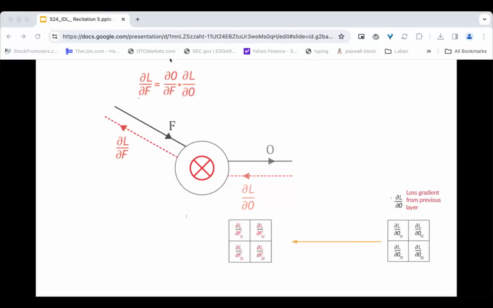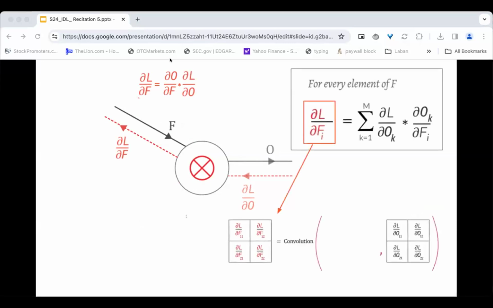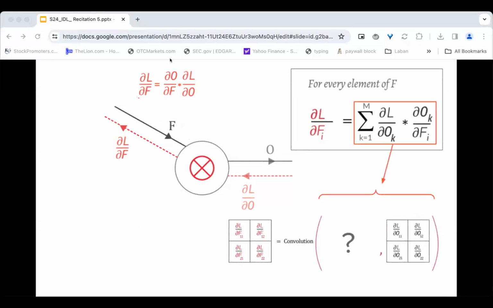We know that using the chain rule, dL/dF is equal to dO/dF times dL/dO. Since O and F are matrices, dO/dF will be a partial derivative of a matrix O with respect to a matrix F, as shown in this formula, using the chain rule. And given that dL/dF is represented as the output of a convolution, can anyone guess what matrix goes in the empty space?